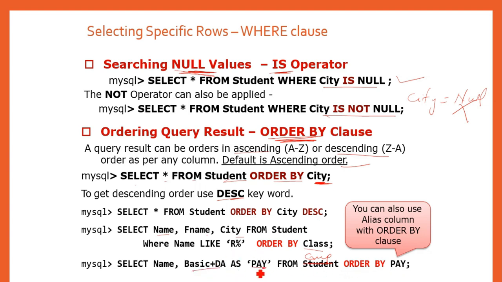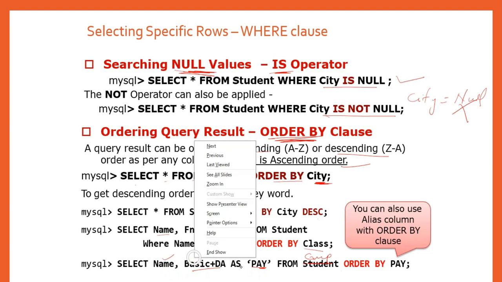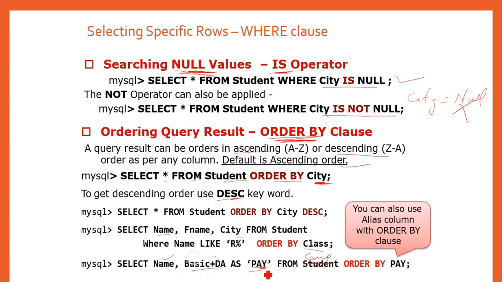ओके, सो आउटपुट में आपके पास दो कॉलम होंगे, एक नेम होगा, एक बेसिक प्लस डीए जिसका नाम पे रिप्लेस हो जाएगा. ओके, और वो अरेंज होगा असेंडिंग ऑर्डर में. तो जिसका पे कम होगा वो पहले, जिसका पे ज्यादा होगा वो बाद में. It will be ordered by. Okay, I hope it is clear.